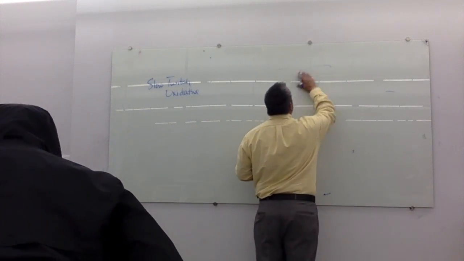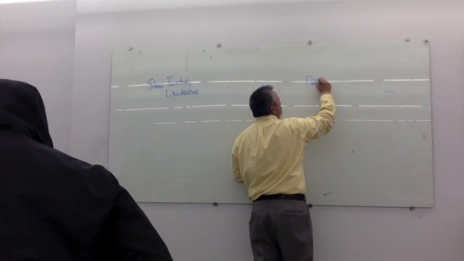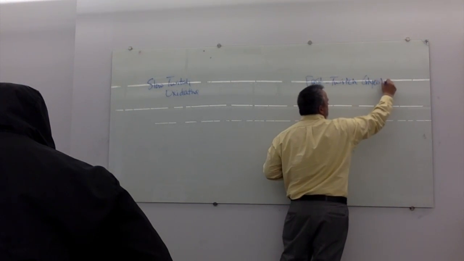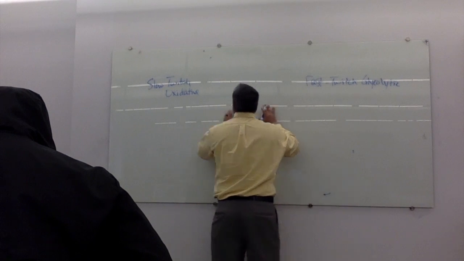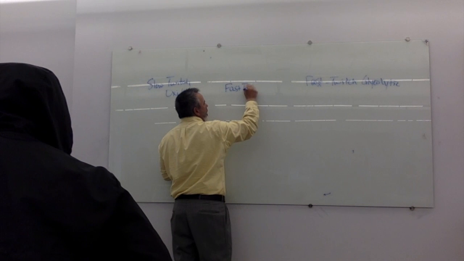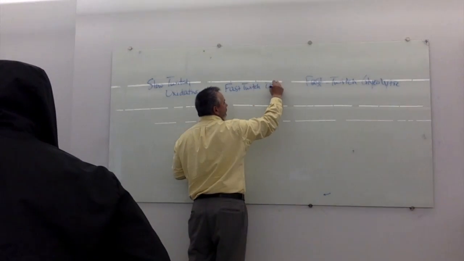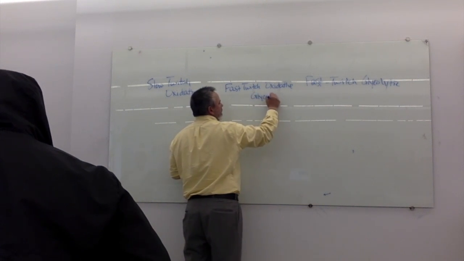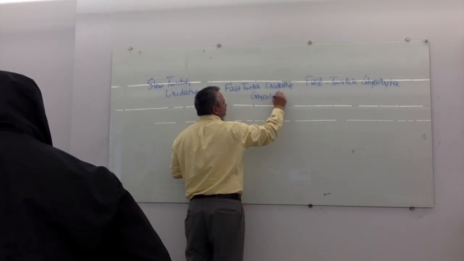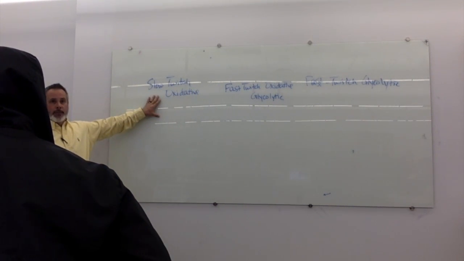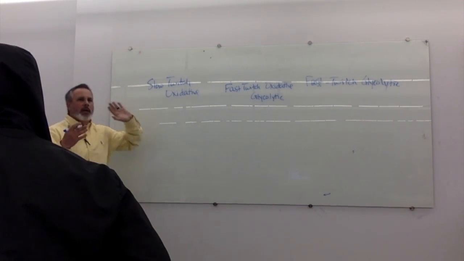Slow twitch oxidative, fast twitch glycolytic, and then in between, you have fast twitch oxidative glycolytic. Now, obvious things about them. Which one contracts more slowly? Slow twitch. Right.